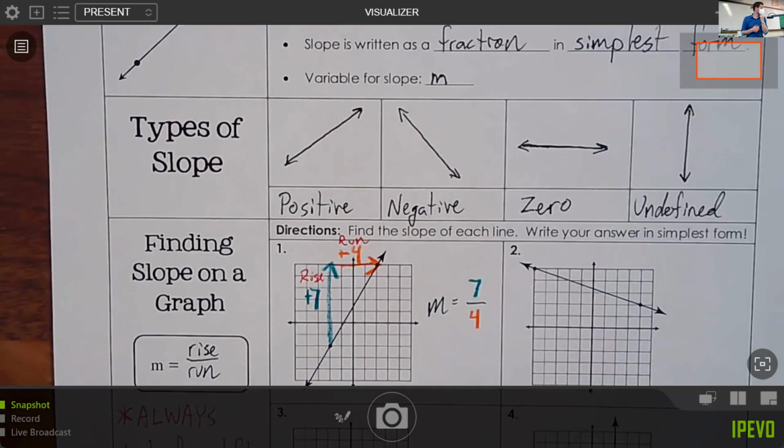Any questions about that so far? So in terms of the math that we're doing today, we're counting. We're counting spaces up or down, and we're counting spaces over. And that's pretty much it.